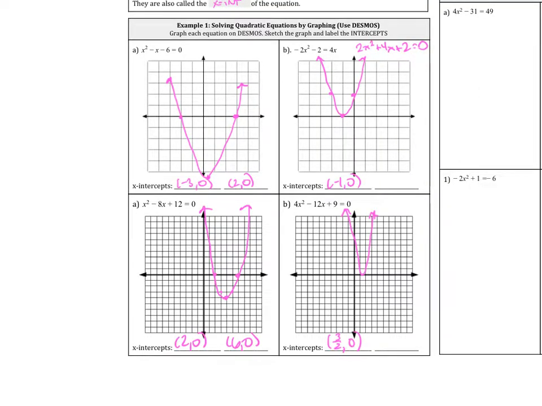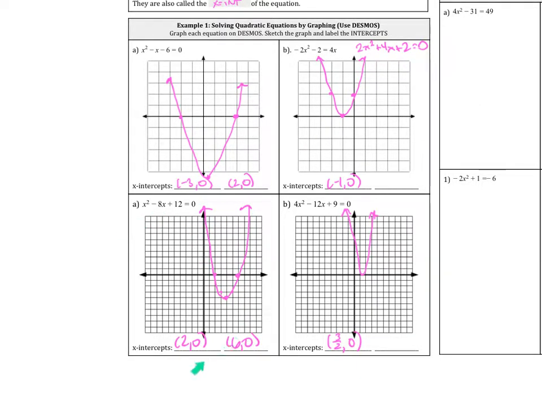All right, if you graph this on Desmos, what you would notice is that you would have got negative 3, 0, and 2, 0 as the x-intercepts. So you have 2 x-intercepts. For letter B, you would only get 1 x-intercept, negative 1, 0. You had to set it equal to 0 in order to plug it into Desmos. So if it didn't work, that is why.